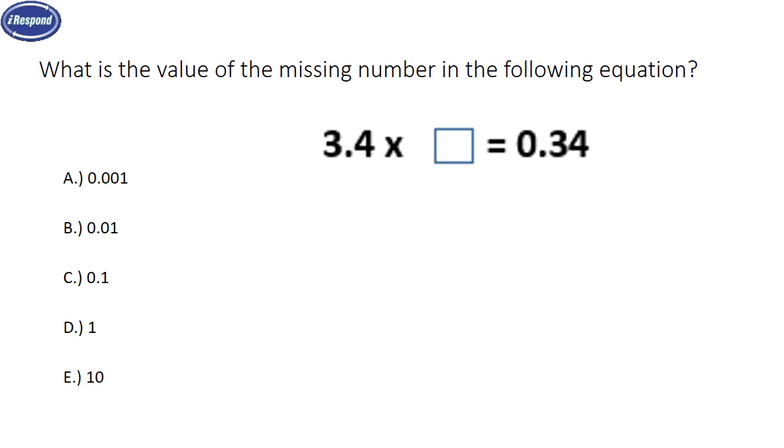Okay, today we went over standard review 3.3. This one says, what is the value of the missing number in the following equation? And it was 3 4/10 times some number equals 34 hundredths.